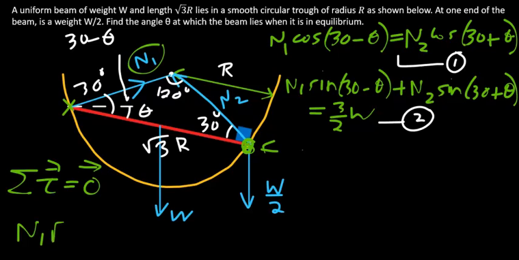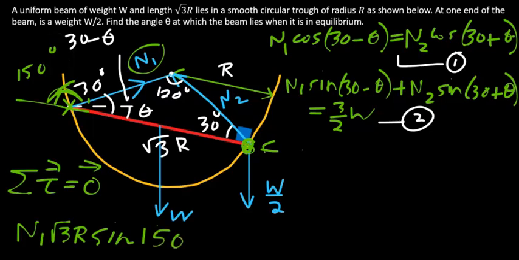In this case, square root 3 times r, times the sine of the angle between the moment arm and the force n1. So that is this angle right here. And that is just 180 minus 30, which is 150 degrees. So you get sine 150 degrees.